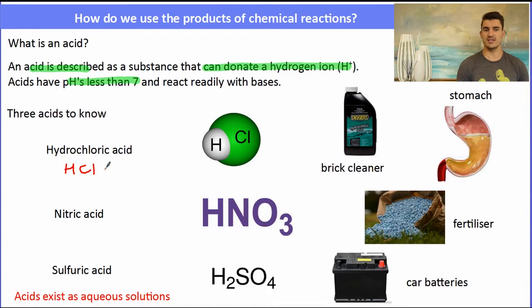The three acids we need to know: hydrochloric acid, HCl aqueous, it can be found in brick cleaner and in your stomach. Nitric acid, HNO3 aqueous, that's found in fertilizers because it contains the nitrogen. Plants need the nitrogen to grow. And sulfuric acid, H2SO4, again aqueous. All of the acids will be as aqueous, and they can be found in car batteries, sulfuric acid.